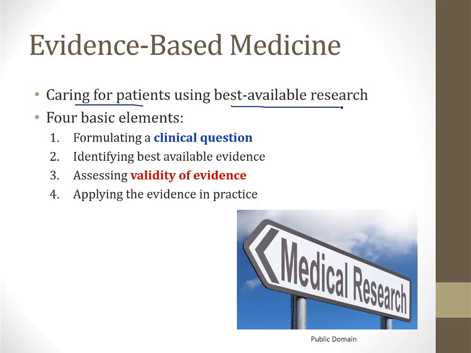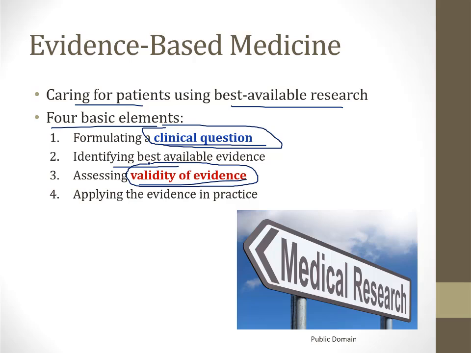from the medical literature. And there are four basic elements included in evidence-based medicine. The first one is formulating a clinical question, and we'll talk about what a good clinical question is in a minute. Second element is identifying the best available research. After that, you need to assess the validity of the evidence, and we'll talk about what makes evidence valid or invalid. And then finally, you need to apply the evidence in practice for your patients.